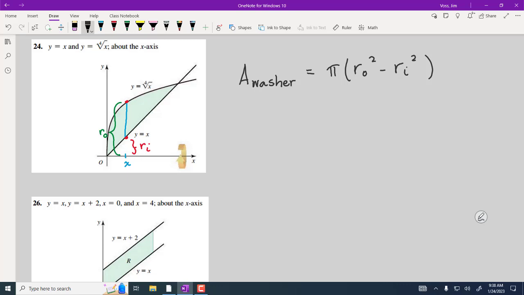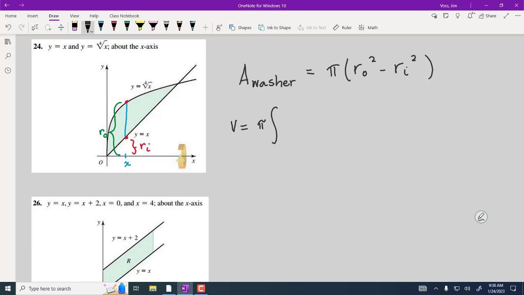vertical distance is the upper y minus the lower y. The upper y value is written as x's. The lower y value is written as x's, so that's going to give us x's minus x's with a dx. So that's how we're going to proceed. So our volume is going to be pi. That can factor to the front.